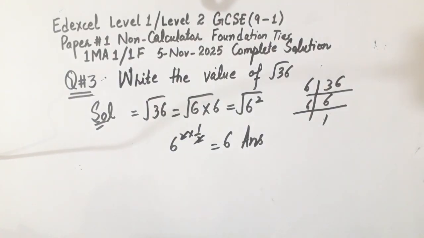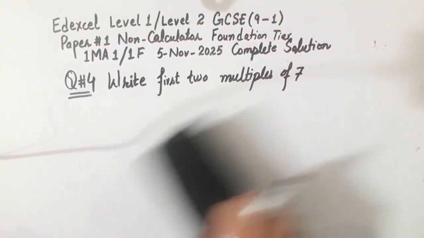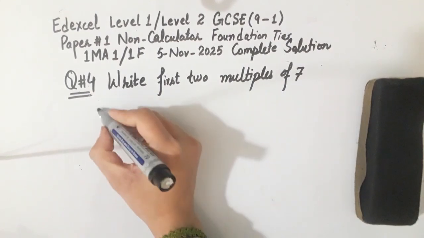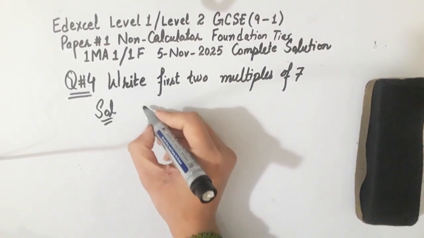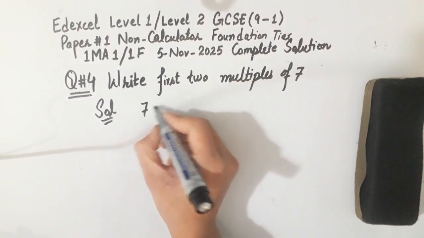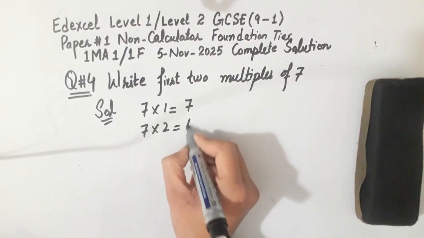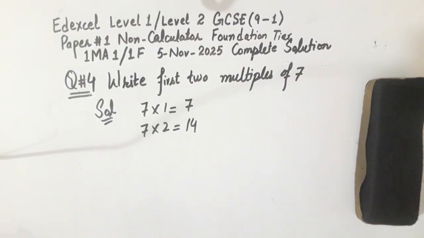Now we will solve question number 4. Question number 4 is write the first two multiples of 7, means we will multiply 7 by 1, that will be 7, and then 7 multiply 2 is 14. So we write 7 multiply 1, that is 7, and 7 multiply 2, that is 14. So this is the answer.